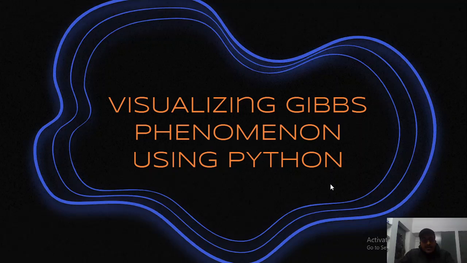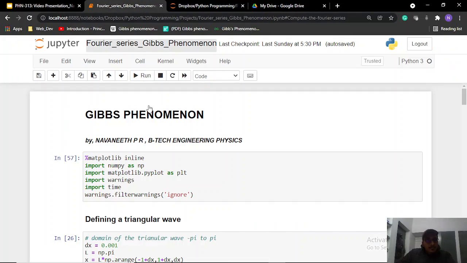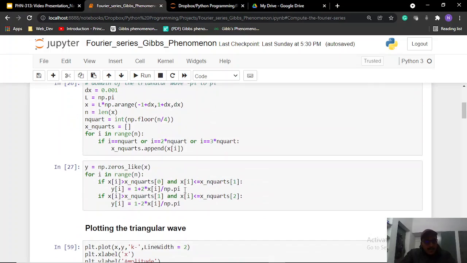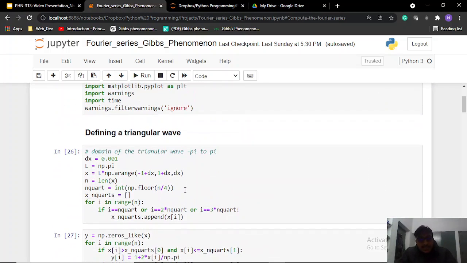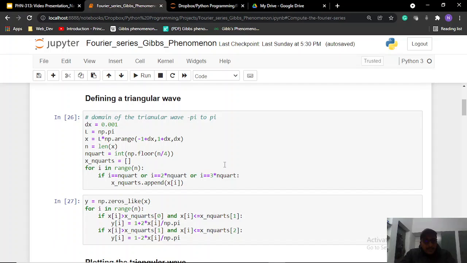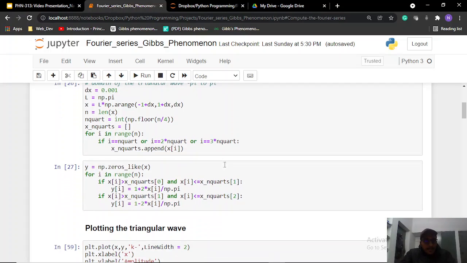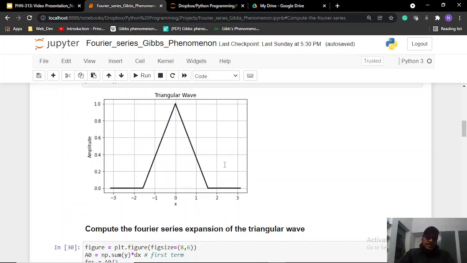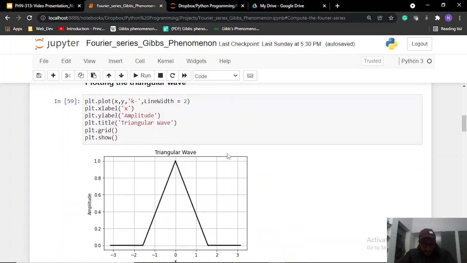Now we can visualize the Gibbs phenomenon using Python. So here I have defined two different waves. Initially, a triangular wave, which is a continuous wave that does not have any discontinuities. The domain of this triangular wave is from minus pi to pi. So plotting such a wave will look like this. So this is the triangular wave, and it doesn't have any discontinuities here.